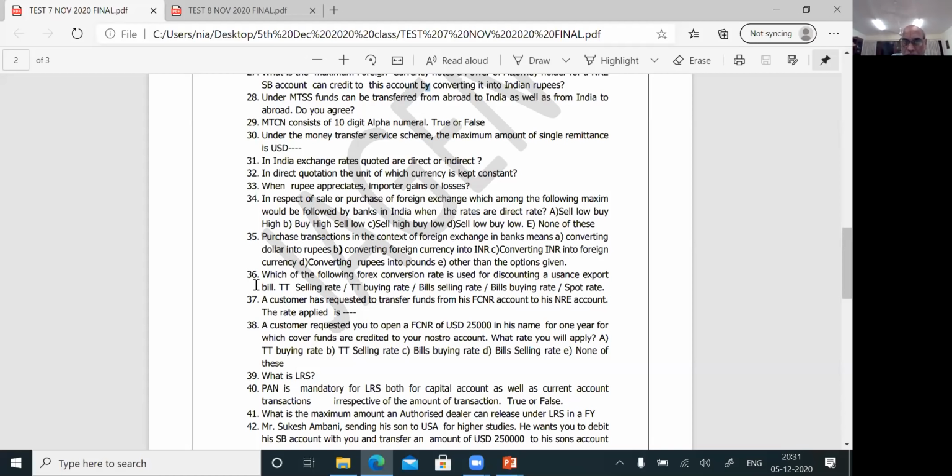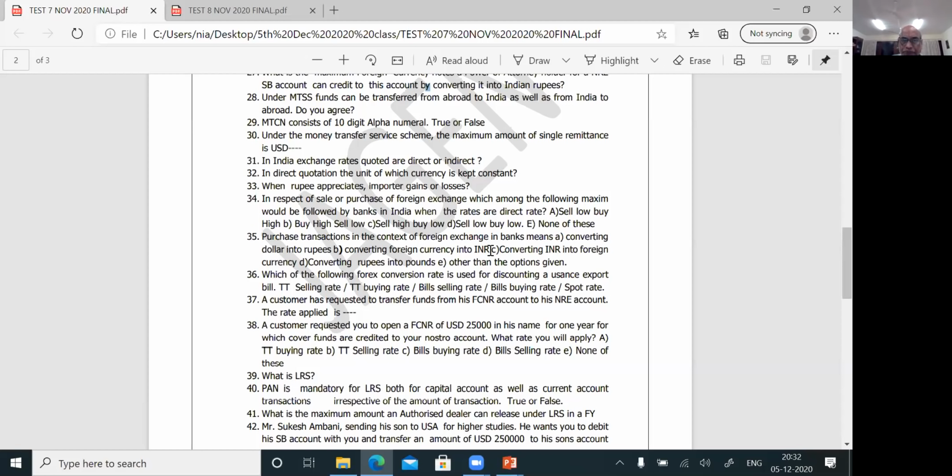So the answer for question number 35 is: purchase transactions in the context of forex in banks means converting foreign currency into Indian rupees. Not only dollar, any foreign currency. So the first point, converting dollar into rupees, is also a purchase transaction, but the more apt option out of those given here is converting foreign currency into Indian rupees, any foreign currency. Okay, question number 35, answer is B.